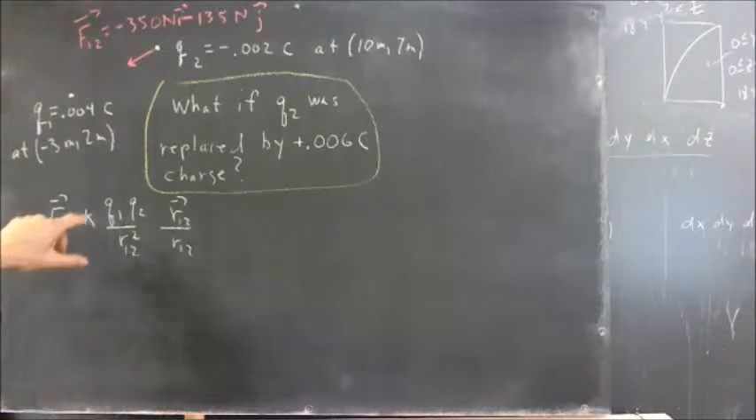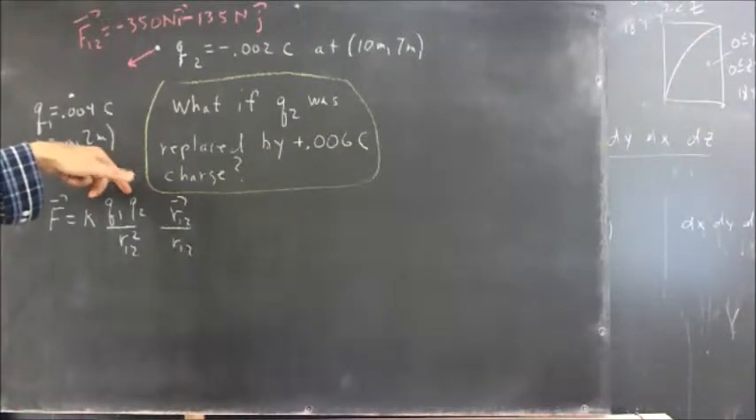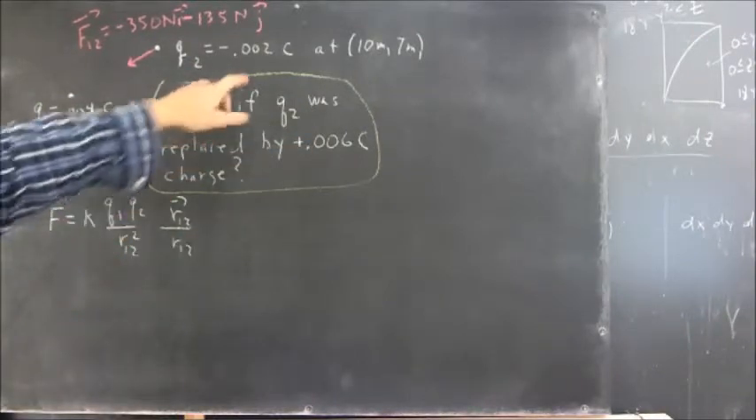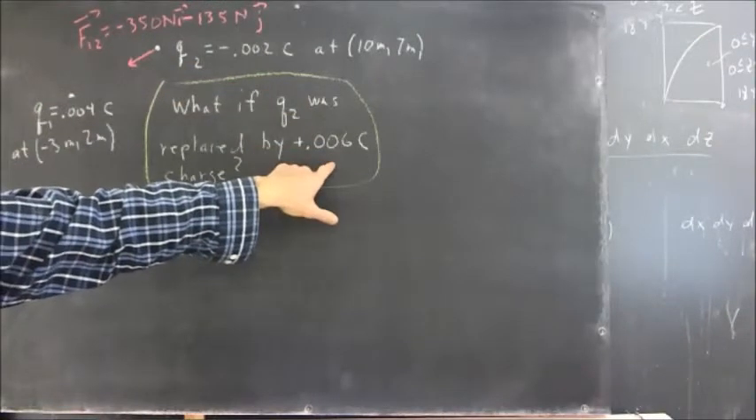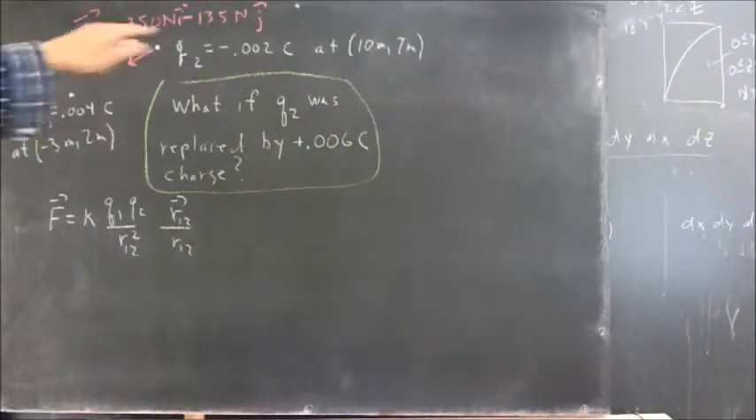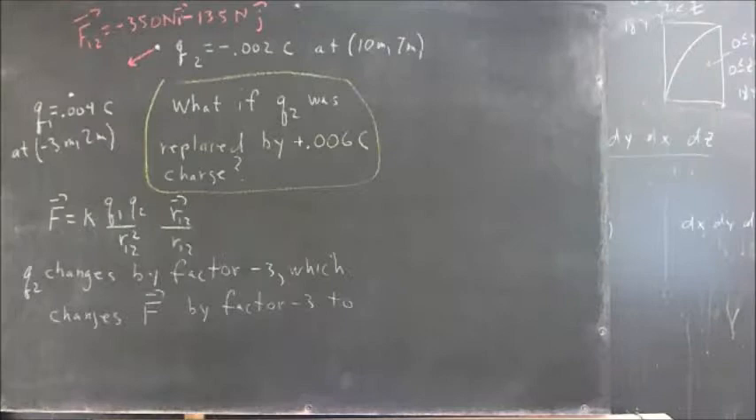K is a constant, and Q1 is still the same. So the only question we really need to ask is, what's the effect of Q2? How did we change Q2? Well, it should be clear that Q2 tripled and changed its sign to positive. What would that do to the result of the calculation? So work that out and see if you haven't already done so. I'll be back in just a moment.